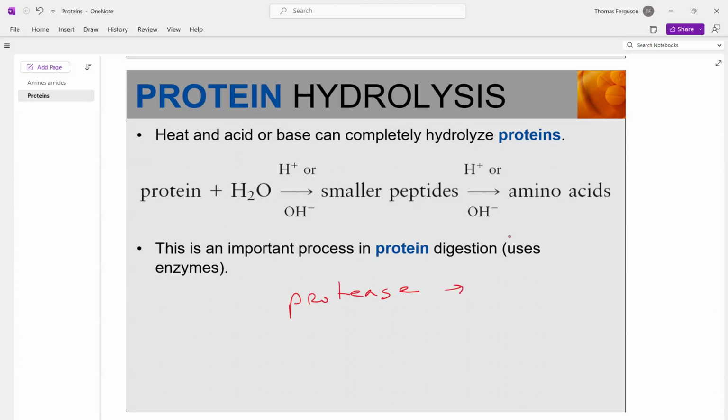And the protease to amino acids. Now, some proteases that are designed, for example, in our stomach, are designed to be in an acidic environment. Your pH of your stomach is 2-ish. So if the enzyme doesn't have a pH of 2, it doesn't work very well because the shape will change depending on pH.